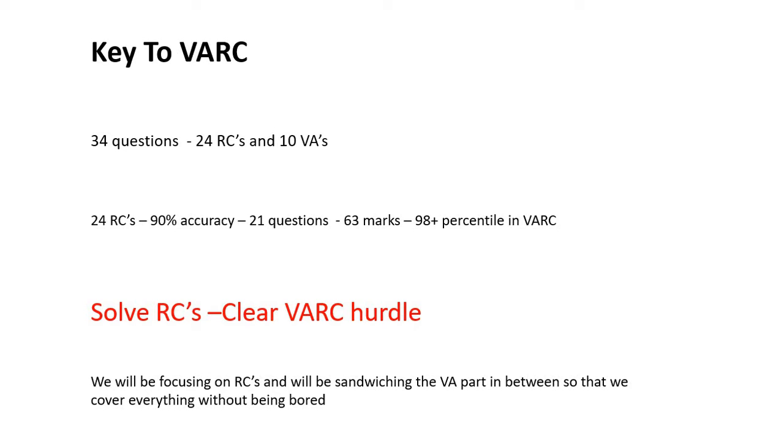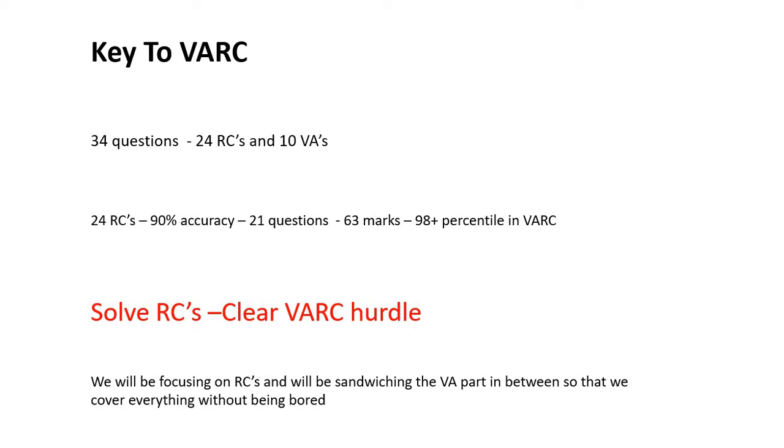Trust me when I say this, with practice, all of you have the potential to score 99 plus in this section, and the target for all of us will be no different. So, the structure has been 34 questions since the last 3 years. Out of the 34 questions, 24 are reading comprehension questions and 10 are verbal ability questions.